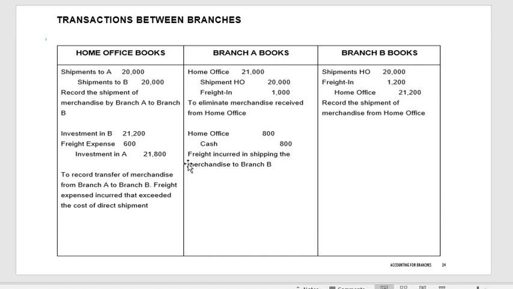Okay. And then, in the books of the home office, it just reverses the entry: debit shipments to A, then credit shipments to B. It just reverses it. And then it goes like this: however much branch A debited to the home office, that should also be the credit of the home office's investment in A, right? Again, however much branch A debited to the home office, that should be the credit to the home office's investment, right?